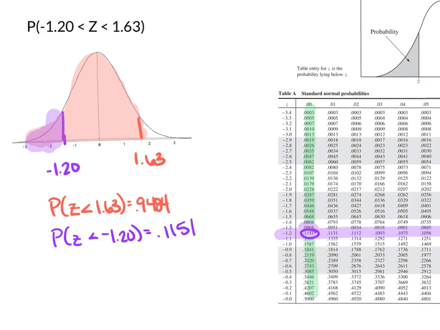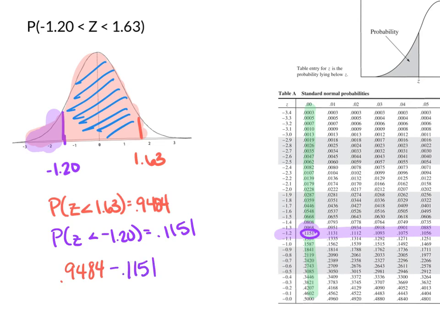So if I want to find the actual area on the inside of this curve, I can just find the difference between the red and the purple curve. Here, when I subtract 0.9484 minus 0.1151, I get 0.8333. So the percentage of values between negative 1.2 and 1.63 is 0.8333.